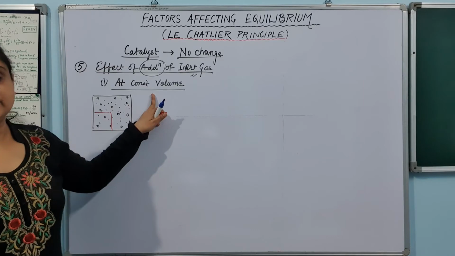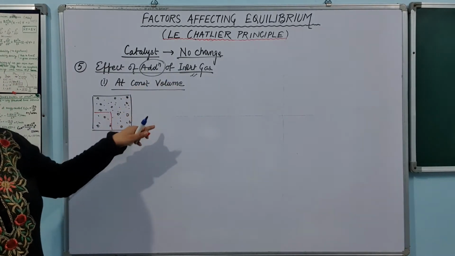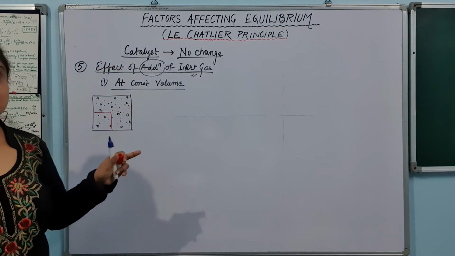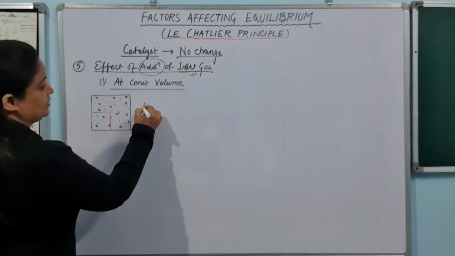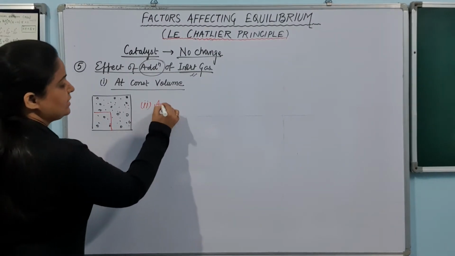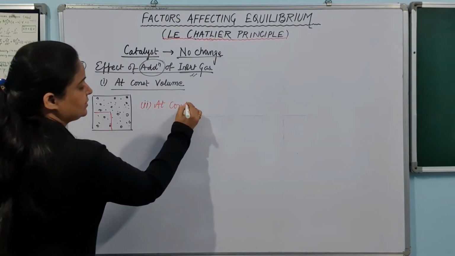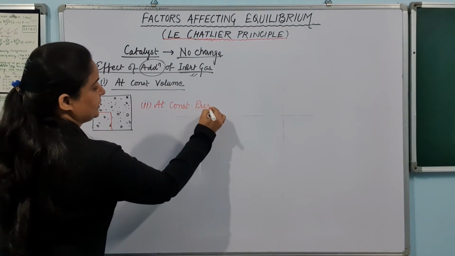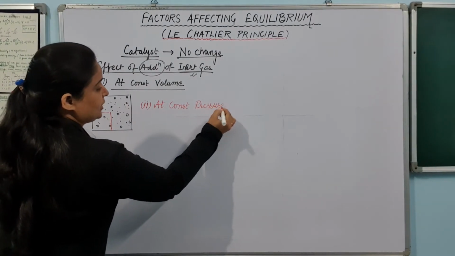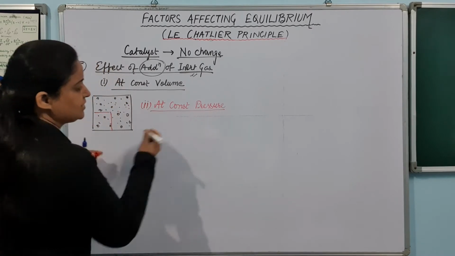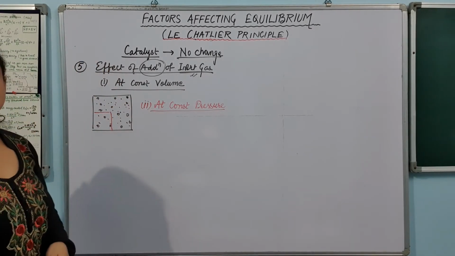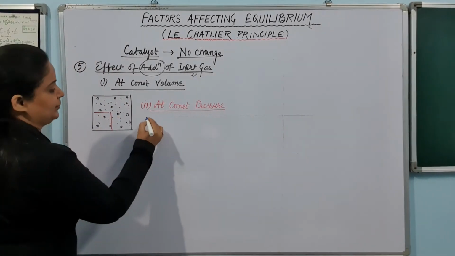But what if we are adding it at constant pressure? You have made the pressure constant. The second condition is at constant pressure. So if the pressure is constant, it means the volume is allowed to increase.